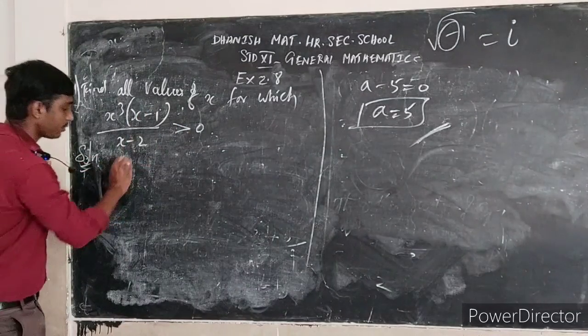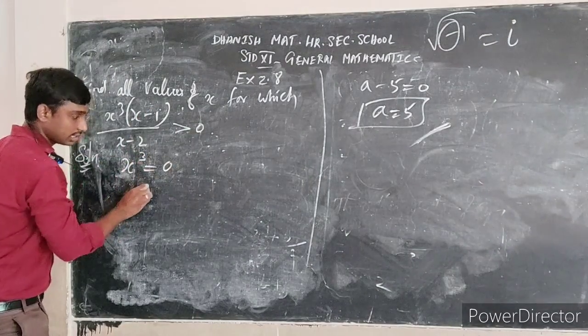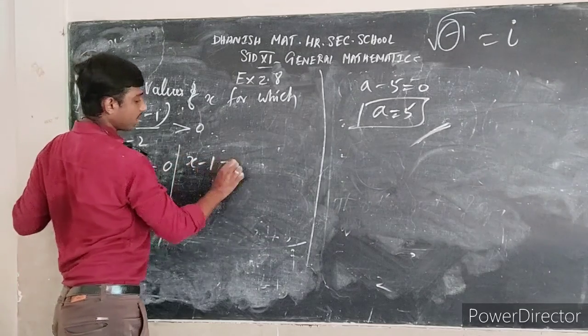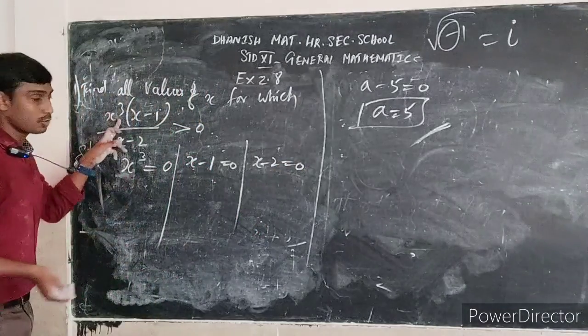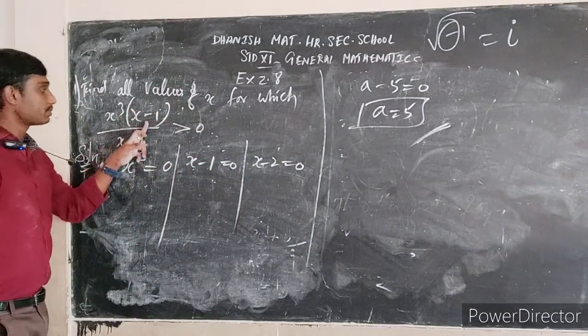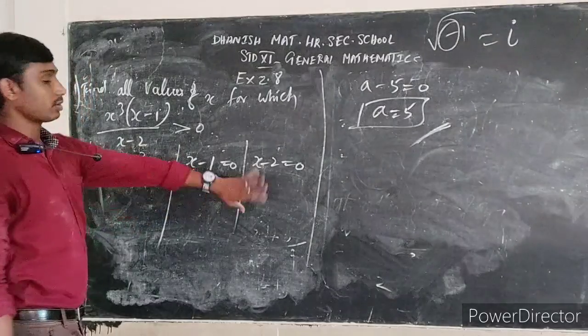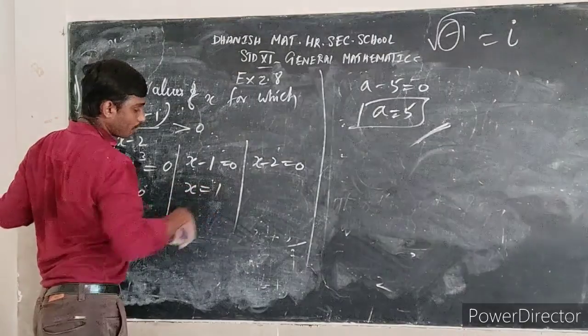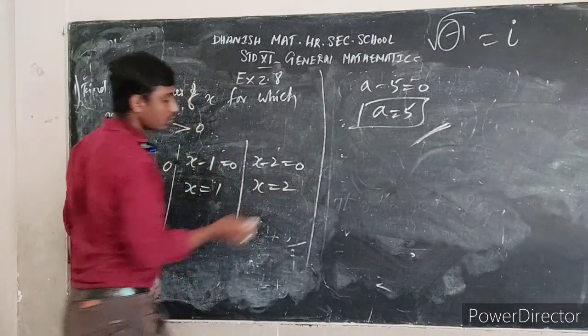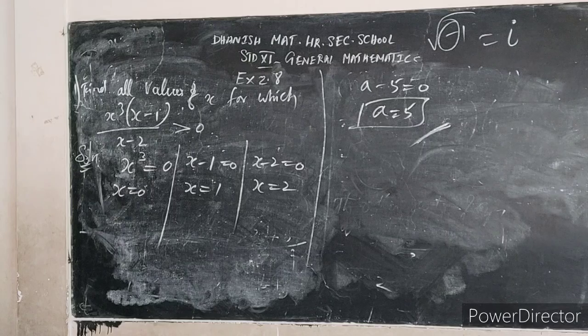First we have to equate this. x cube equal to 0, then x minus 1 equal to 0, then x minus 2 equal to 0. So now x is equal to 0 here, here we are getting x is equal to plus 1, and here x is equal to plus 2. So the values we are getting are x is equal to 0, x is equal to 1, x is equal to 2.